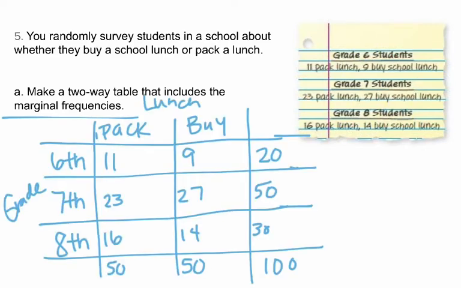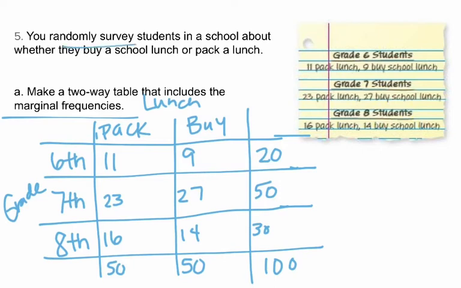All right, hopefully your completed table looks something like this. So 6th graders, 11 pack their lunch, 9 buy their lunch, for a total of 20 6th graders. 23 7th graders pack a lunch, 27 buy a lunch, for a total of 50 7th graders. And 16 8th graders pack a lunch, 14 buy a lunch, for a total of 30 8th graders surveyed.